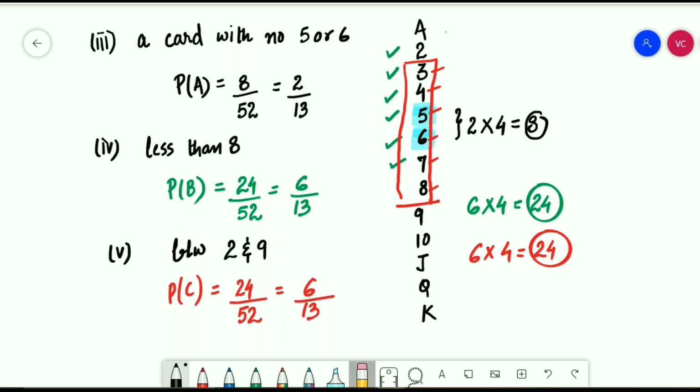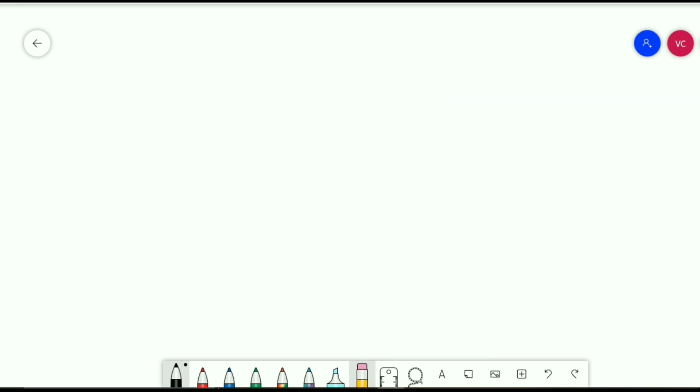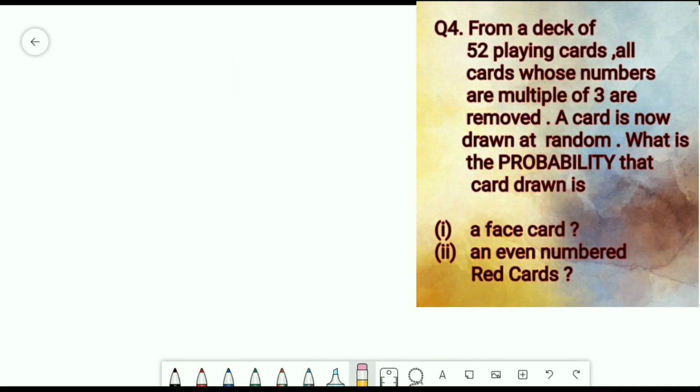Now we will solve another question, that is question number 4. From a deck of 52 playing cards, all cards whose number is a multiple of 3 are removed. A card is now drawn at random. What is the probability that the card drawn is a face card? And the second part is an even numbered red card.